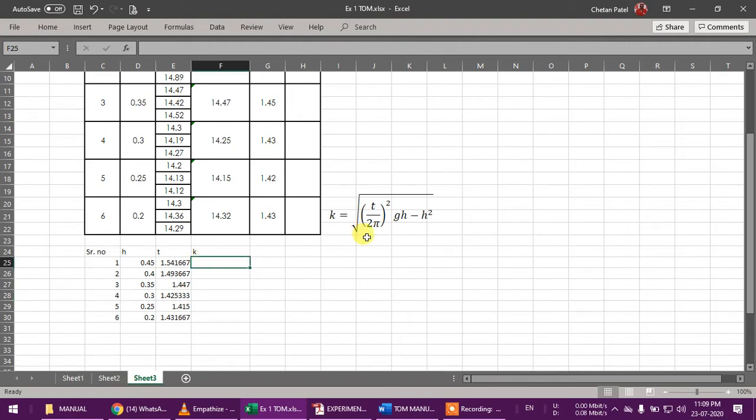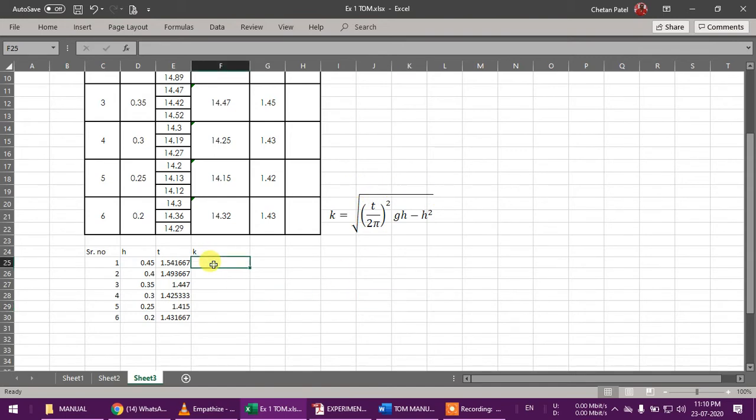This is equal to T by 2 pi whole square, times gh minus h square. So we need to put this equation here. How will we do it? Let us go step by step. First we'll do T by 2 pi whole square. In Excel it is better to do T into T divided by 4 pi into pi. So first we'll do this much, then we'll multiply with gh, then minus h square, and after that we'll be taking the square root of this whole value.